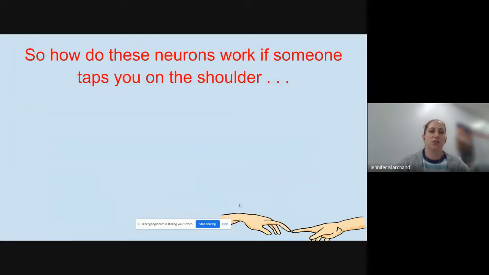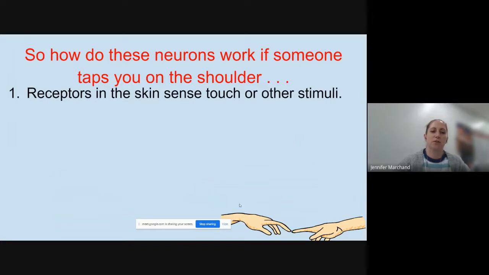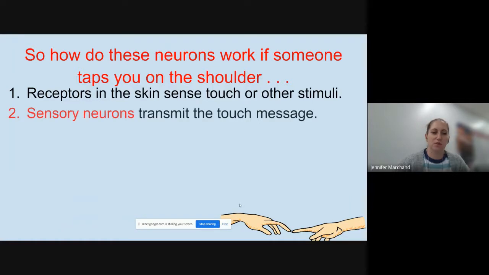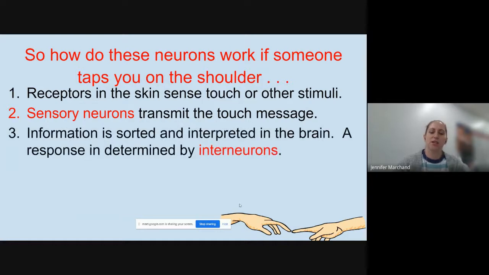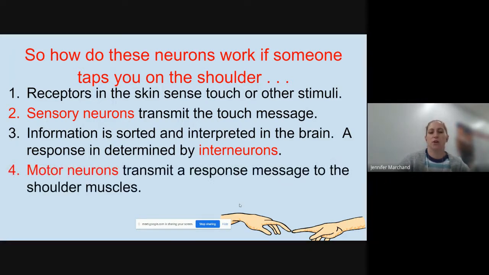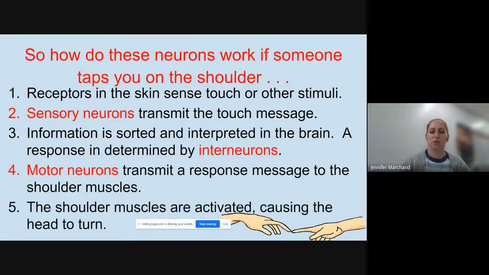All right, so how do these neurons work if someone taps on your shoulder? First, the receptors in the skin are going to sense touch or some other stimuli. Then the sensory neurons transmit the touch message. The information is sorted and interpreted by your brain. A response is determined by the interneurons. Then the motor neurons transmit a message to the shoulder muscle, and the shoulder muscles are activated, causing your head to turn.